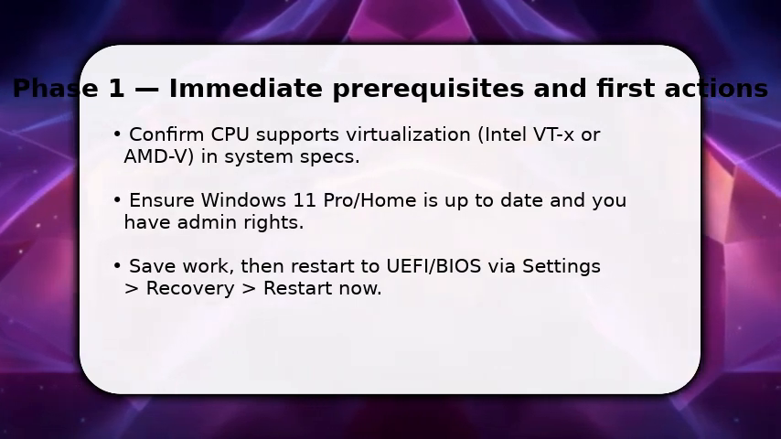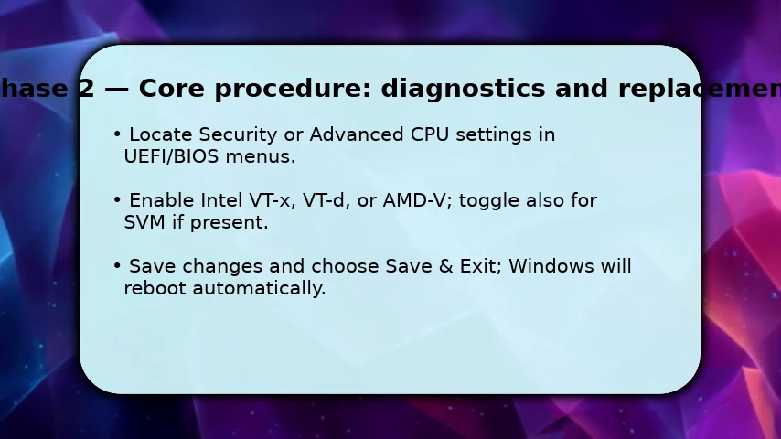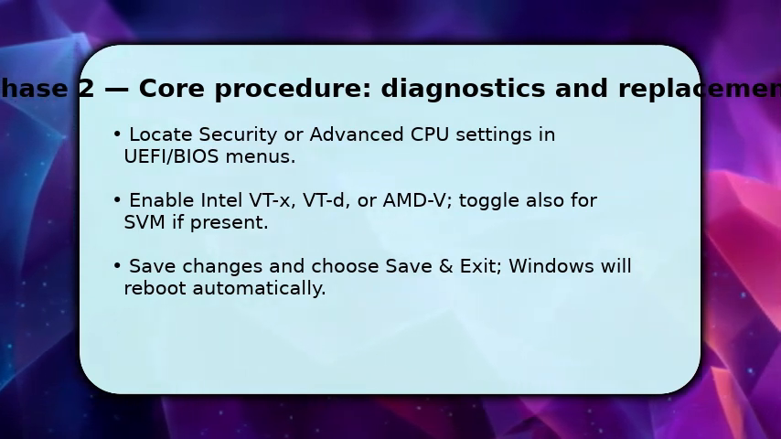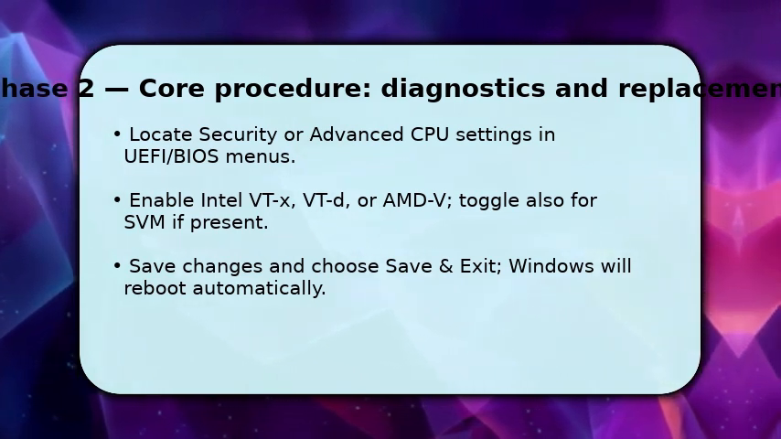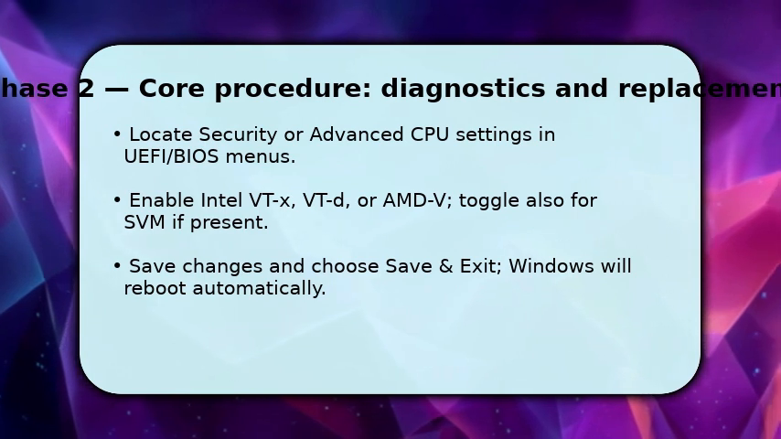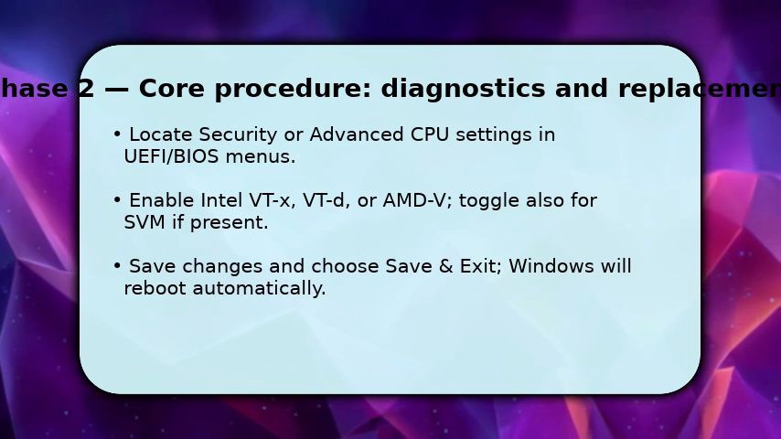Once in UEFI, navigate to Security or Advanced Settings, depending on your motherboard. You'll find virtualization options labeled Intel VT-x, VT-d, SVM, or AMD-V. Enable them. If there's a separate IOMMU or VT-d option, turn that on as well for better device pass-through.